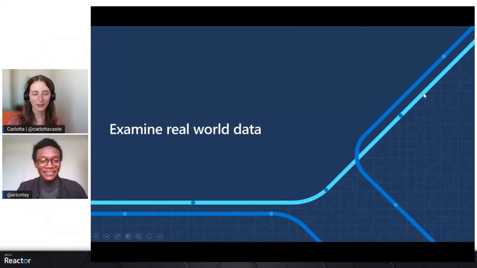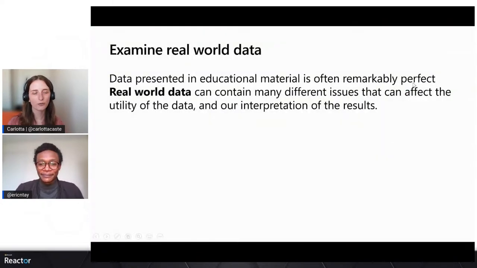Yeah, thank you. Thanks, Eric, for this great explanation about data exploration and visualization in R. Unfortunately, it's now time to deal with reality, right? What I mean is that data presented in educational material is often remarkably perfect. Students have to find clear relationships between variables, while real-world data is a bit less simple than that. It can contain many different issues that can affect the utility of the data and our interpretation of the results.